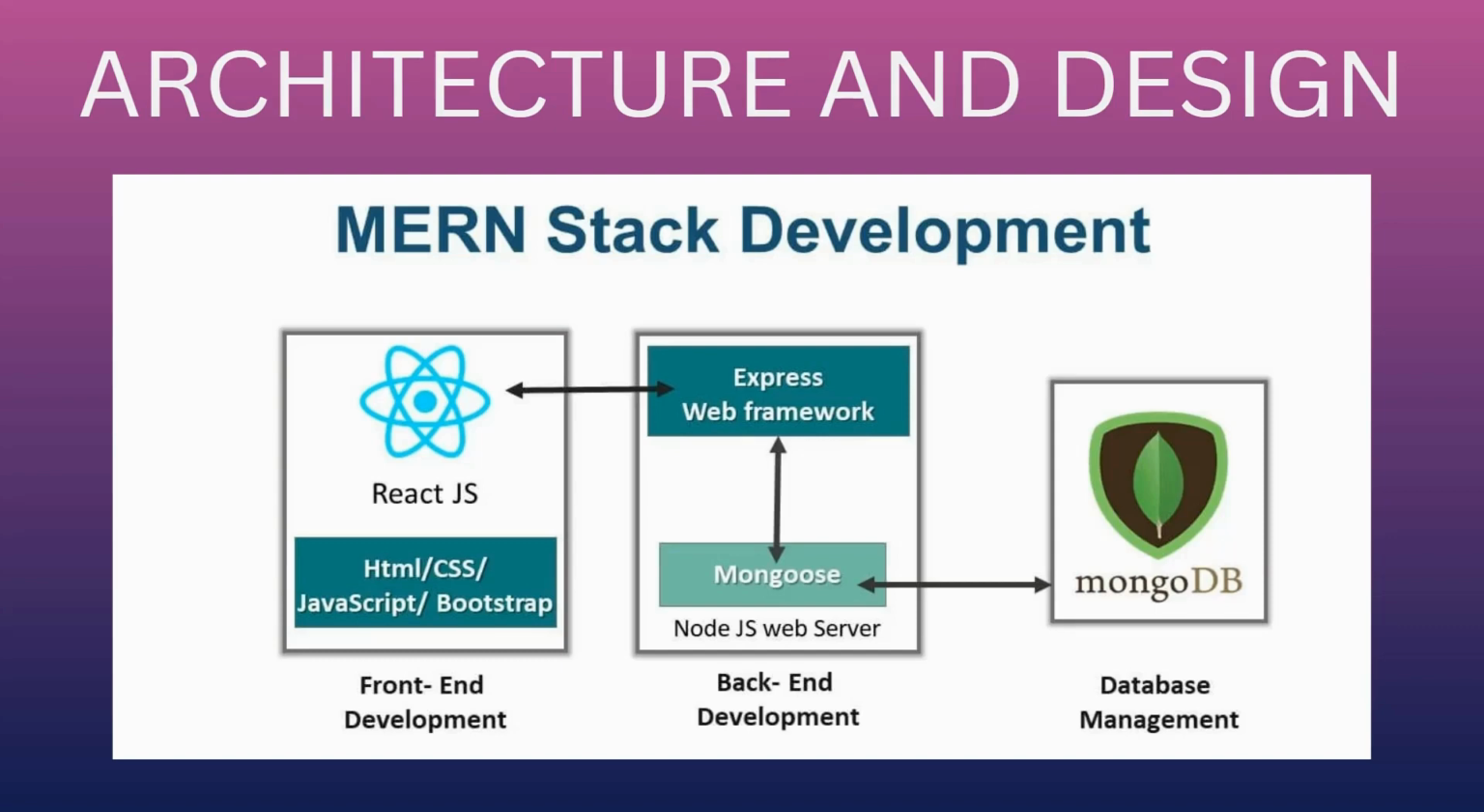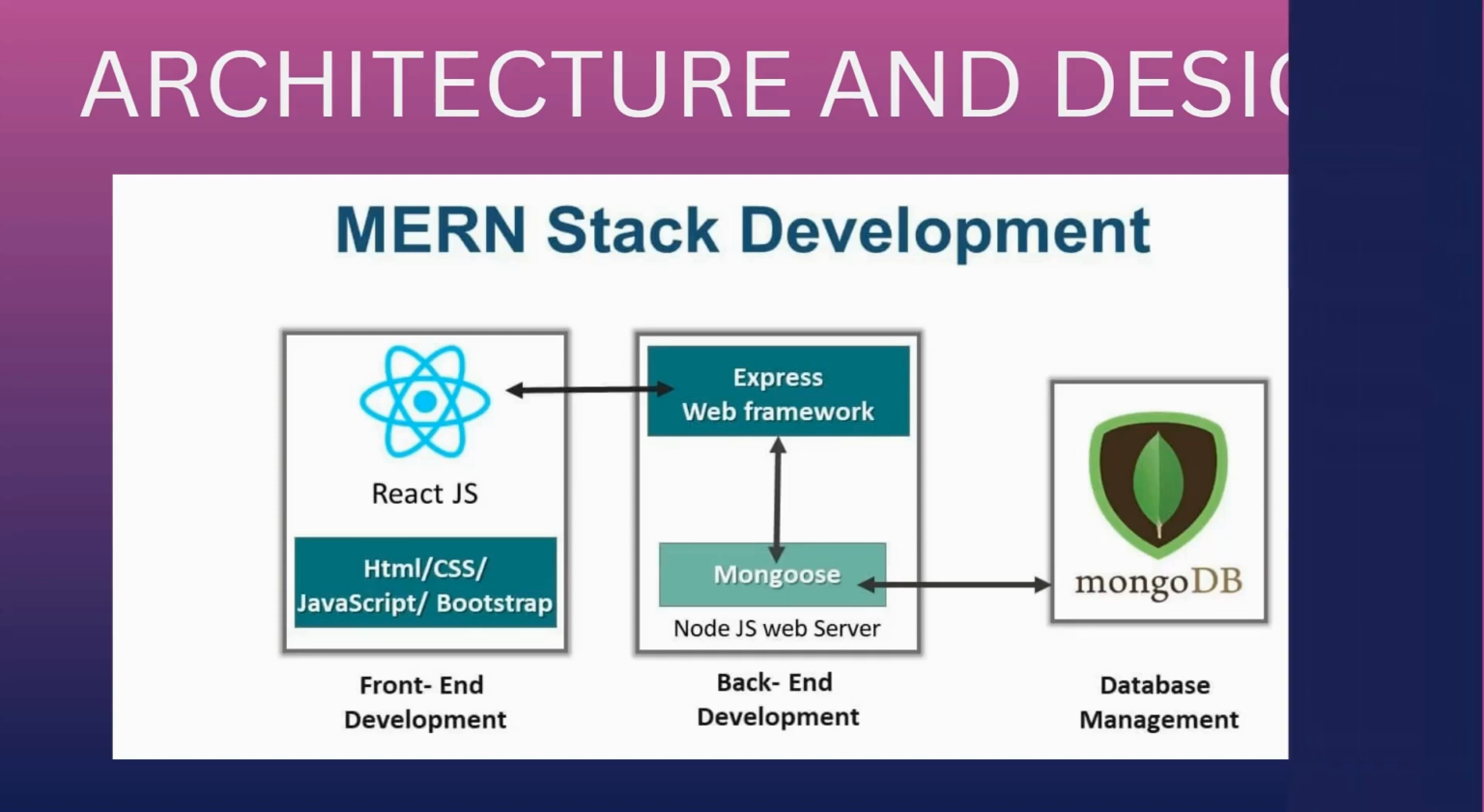The backend consists of the Express web framework and Mongoose, which work as a Node.js web server. We can see that React.js, the Express web framework, and Mongoose are connected because that is what integrates our front end and the backend. Finally, we can see that MongoDB is used for database management, which is directly connected with Mongoose.